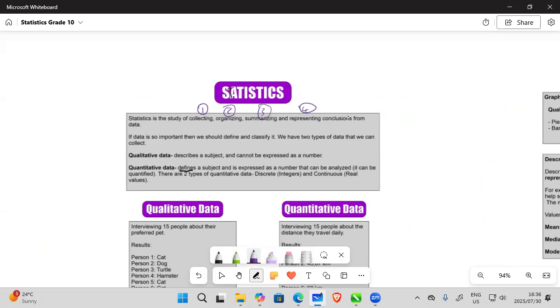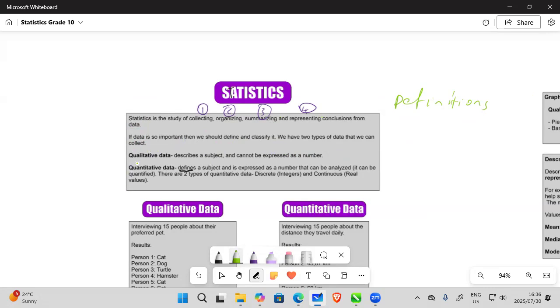Stats is not difficult. The reason students lose marks in stats is because they don't understand definitions well enough. So they take it lightly. They think it's a very simple topic. It is, but if you don't understand your definitions and what you're doing, you'll never understand statistics properly. If data is so important, then we should define and classify it. So what's the basic idea, the foundational idea here is using data. So we have to understand what it is.